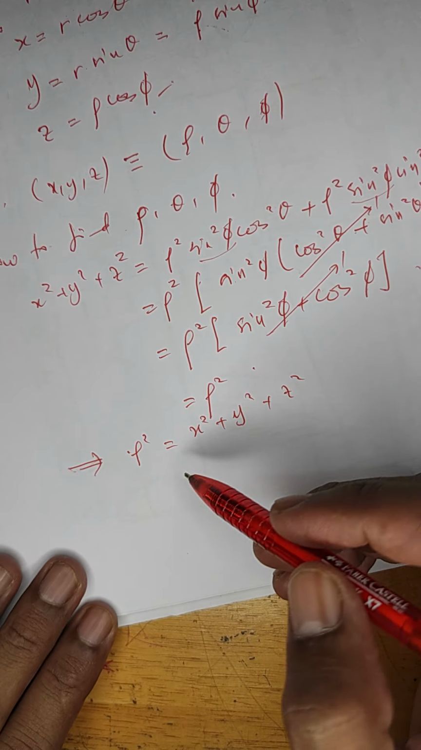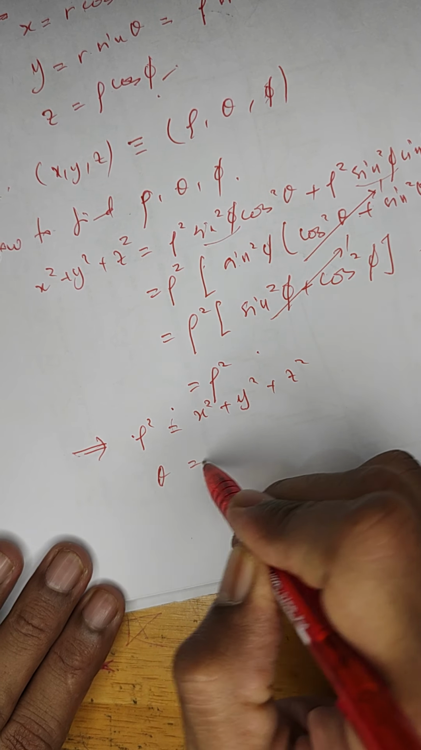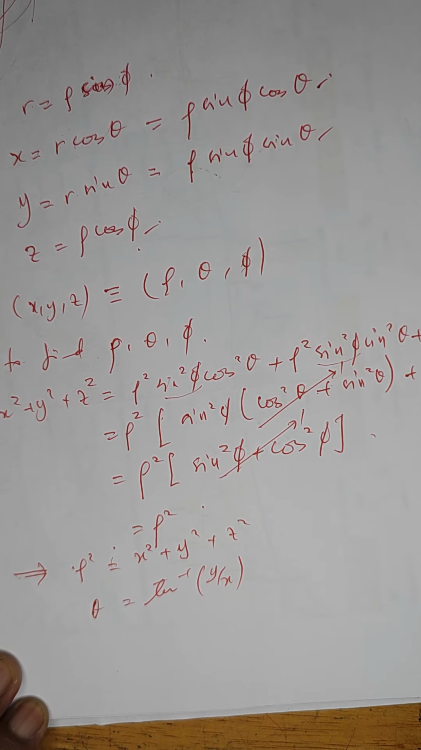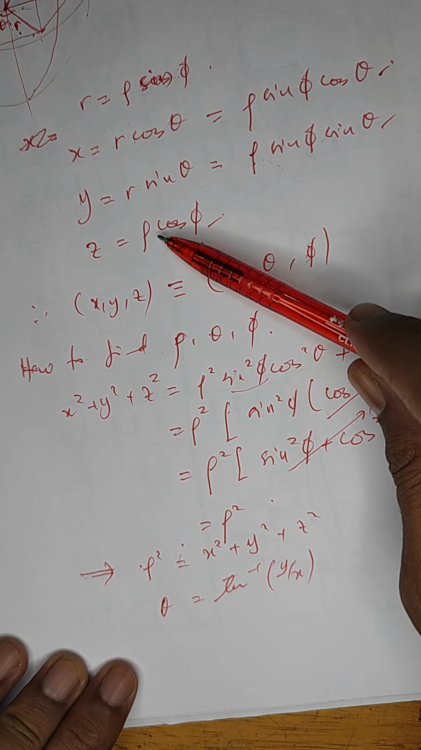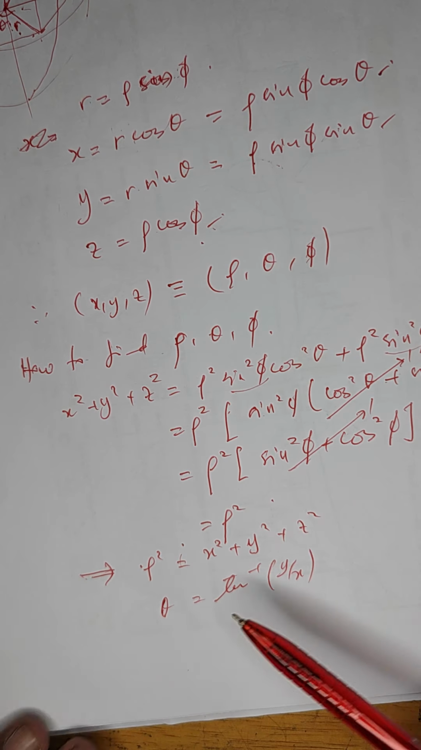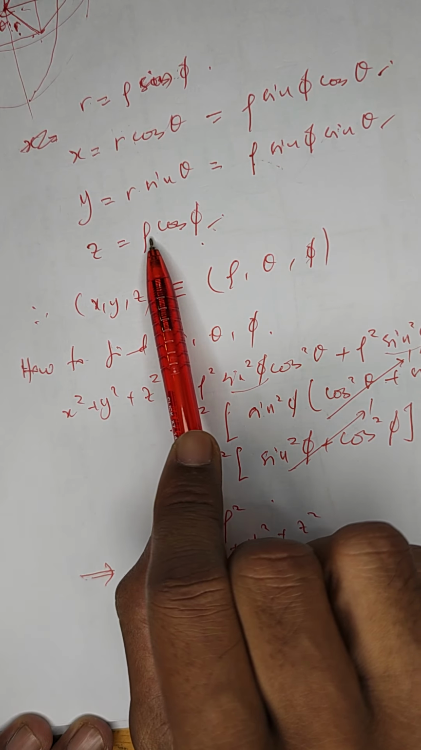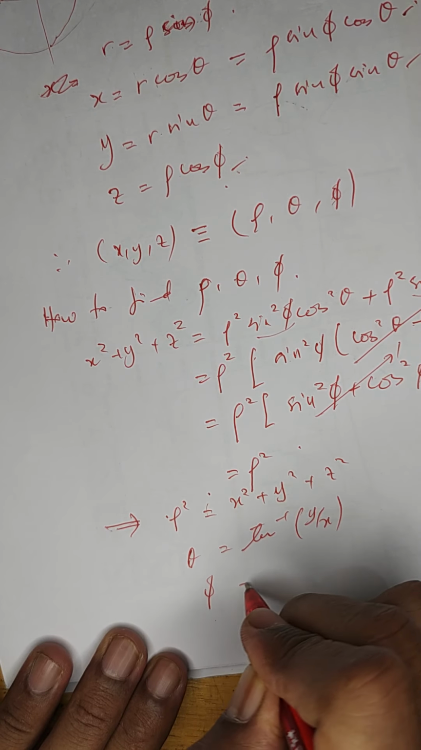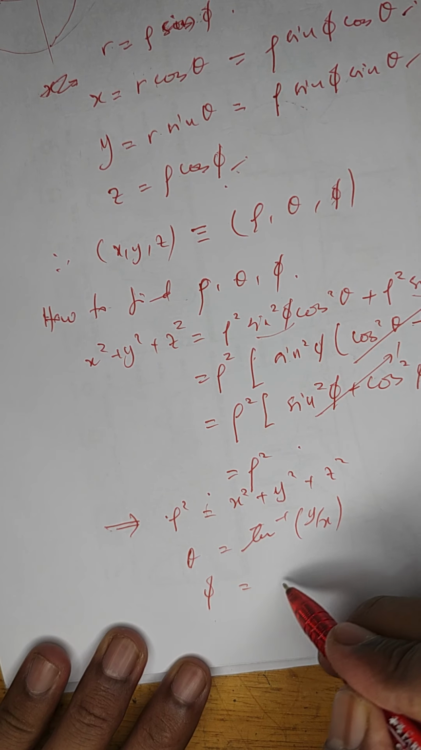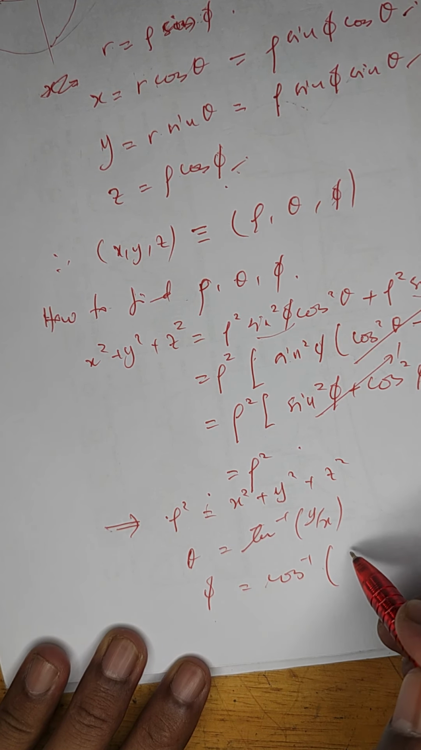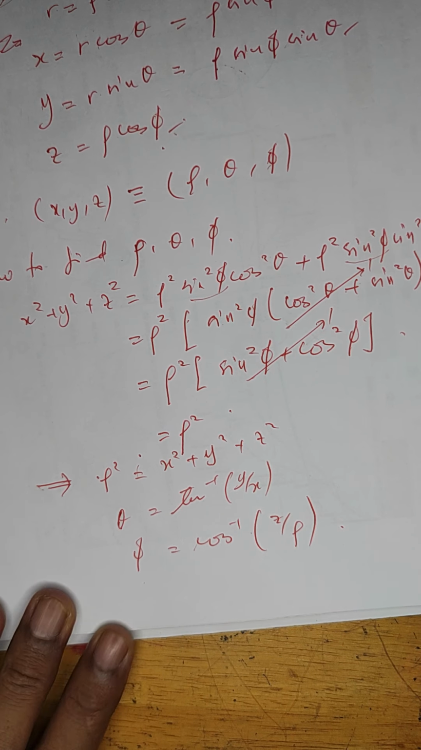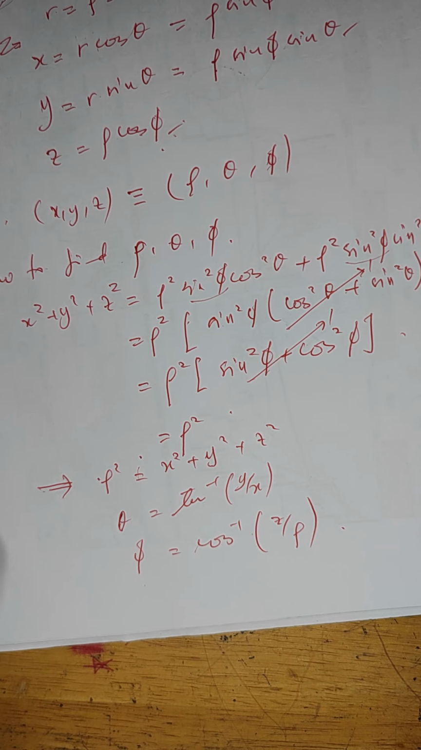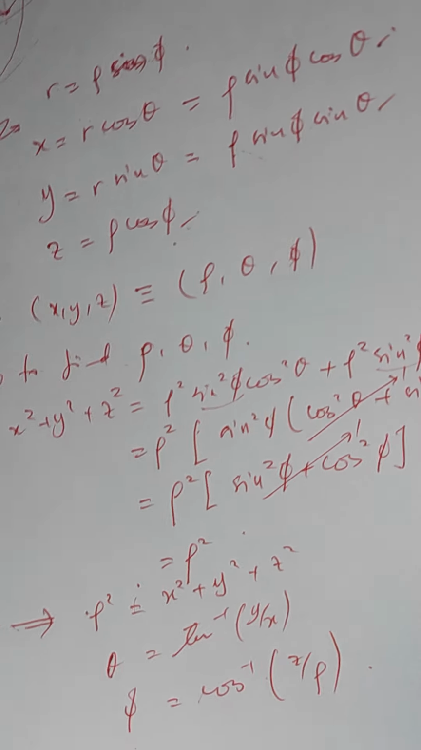Then you can find theta. Theta is tangent inverse y over x. What else? You can find phi from there. Once we find rho, you can find phi. Phi is given as cos inverse z over rho. So let's see a few examples of how to apply this.